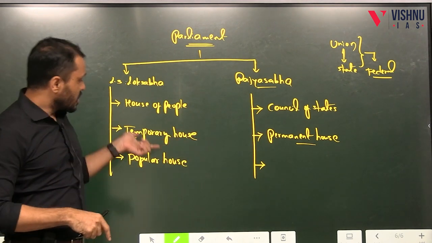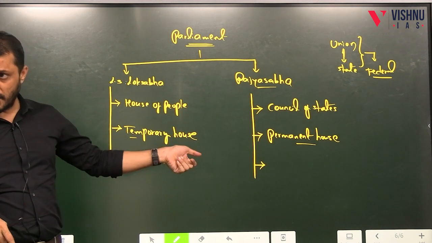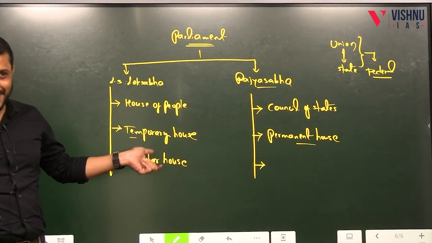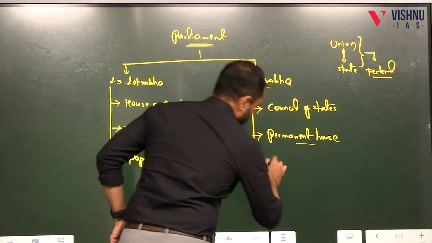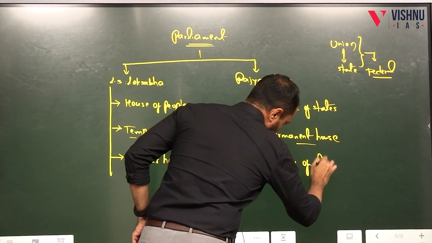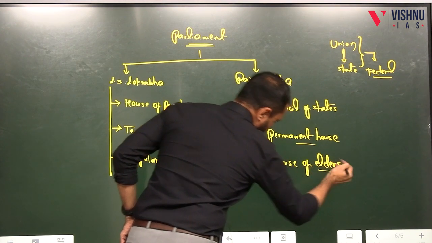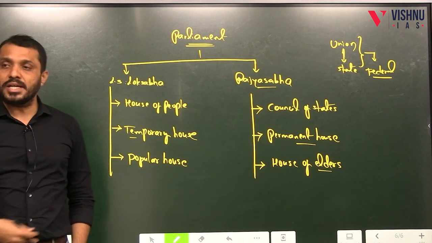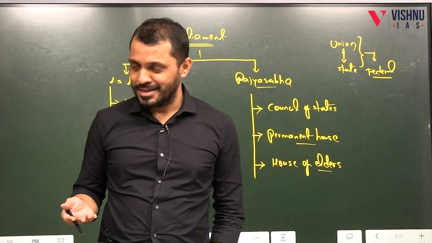So, permanent house. This is a popular house. This is an unpopular house. Lok Sabha is a popular house. What is the other name of the Rajya Sabha? House of Elders. Why do you call it House of Elders? Because elder people will be there.